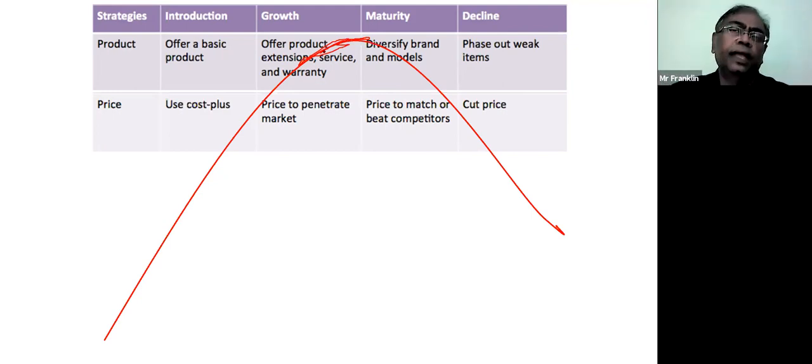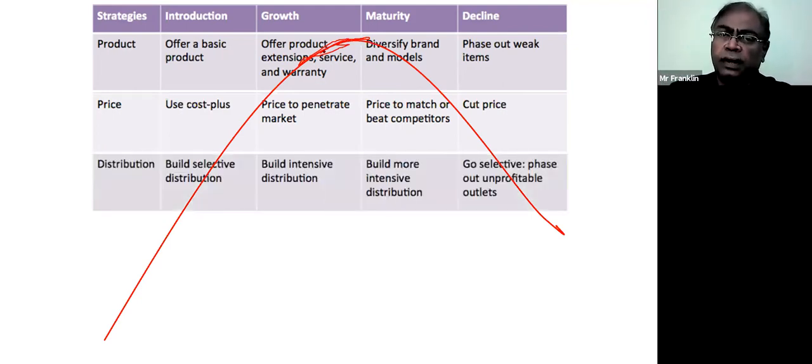So that's a strategy. Okay, next is distribution. Distribution is place strategy. So what do you do at the beginning stage? You build selective. Not everybody can sell your product. It's not available everywhere, because if you want to make it available everywhere, your logistics cost is high. Everything is going to be expensive, and you're just not making much profit. So you be very selective.